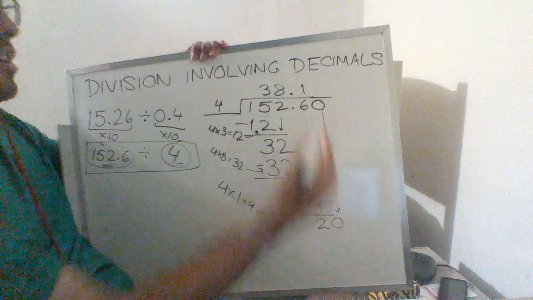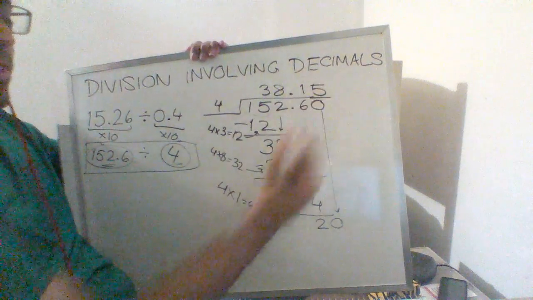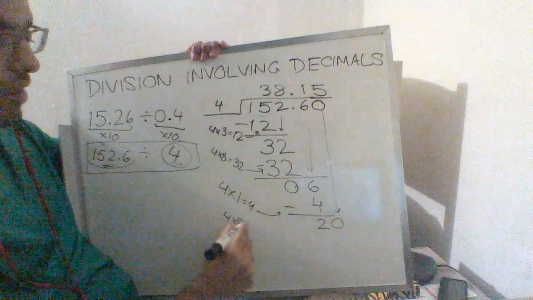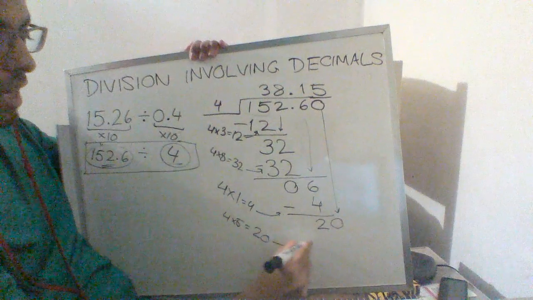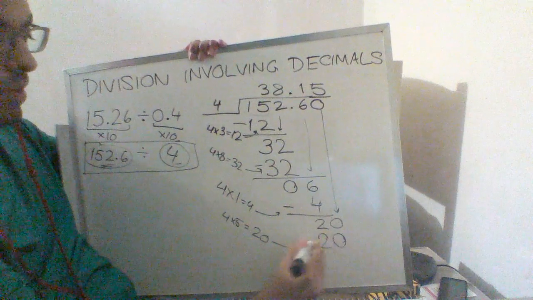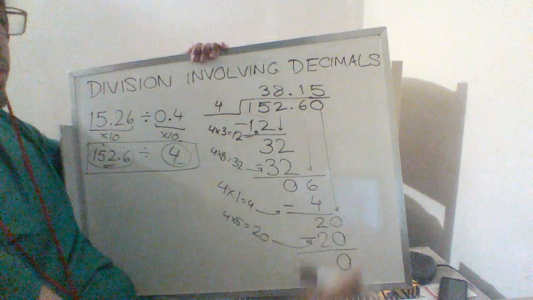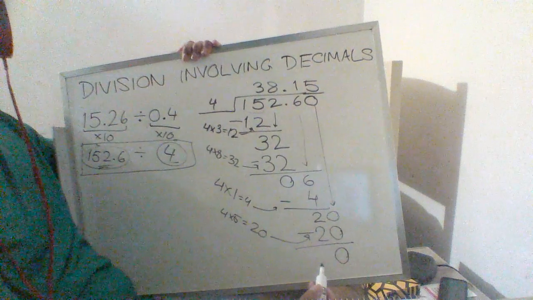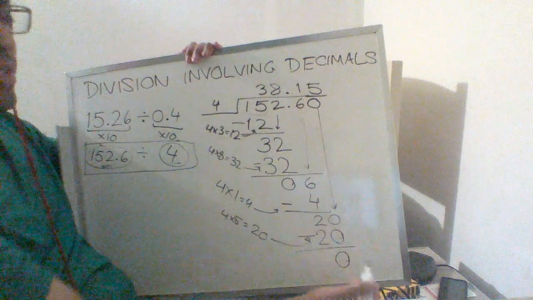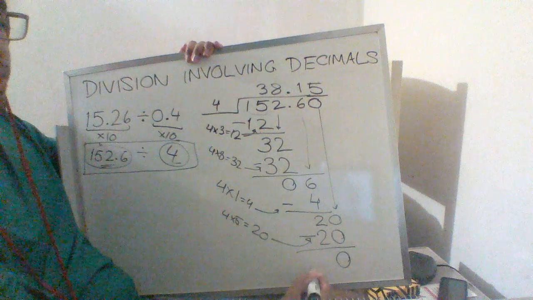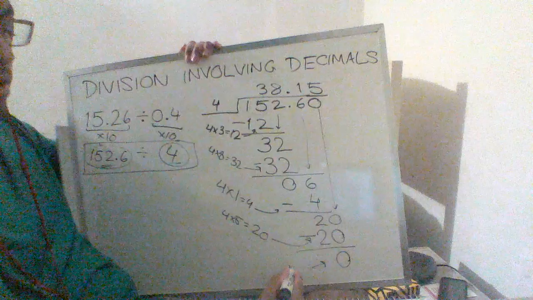4 goes into 20 5 times, so we put a 5 up there. 4 times 5 is equal to 20 exactly. So we put the 20 in here, and we subtract. 20 minus 20 is 0. So now that you've got this 0 here, you don't need to keep pulling zeros down. Once you have a 0 down here as a remainder, that's what you want.